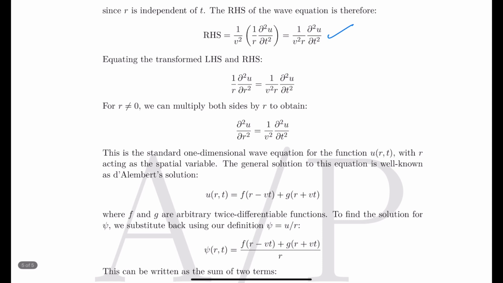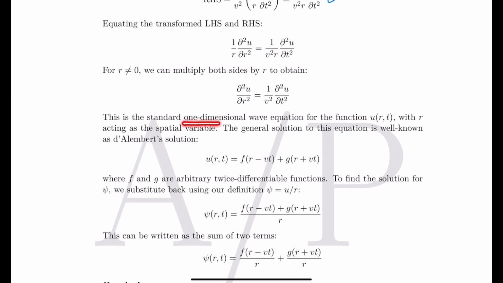Okay, so this is valid for all the region where r is not equal to 0. Okay, and this is a standard one-dimensional wave equation for the function u, which is itself a function of r and t, and r is acting as a spatial variable. The general solution to such an equation is known as the D'Alembert solution. You should always remember that the general solution of any equation of this kind is given by this particular expression, and you must not forget that psi is u by r.